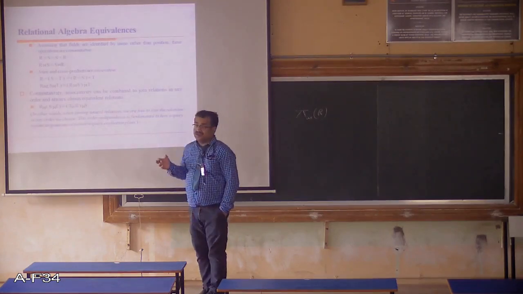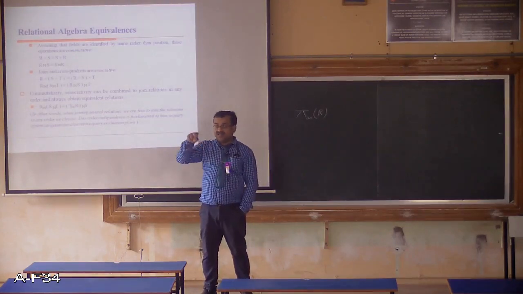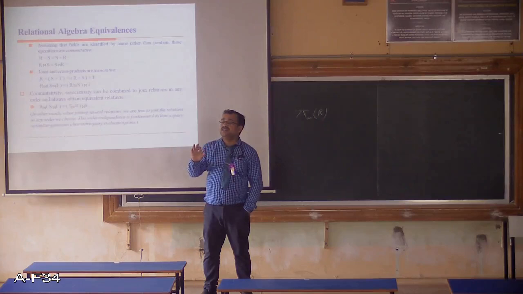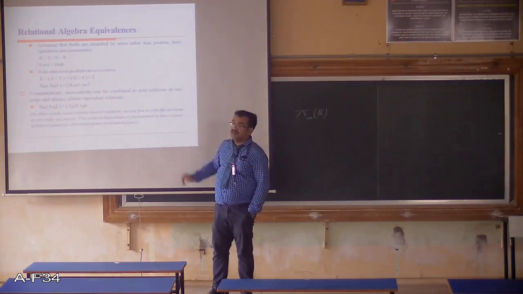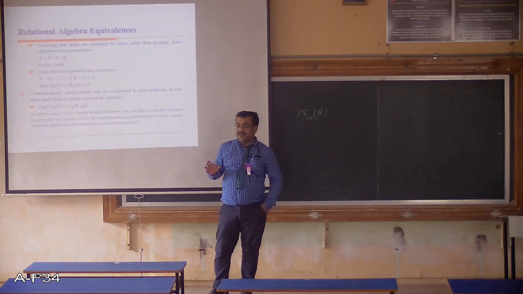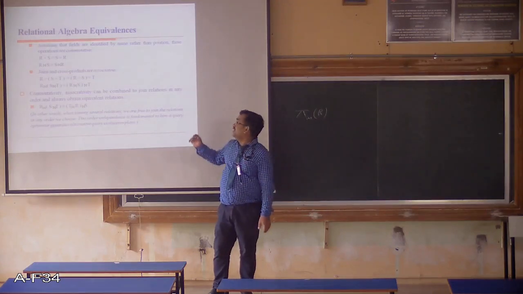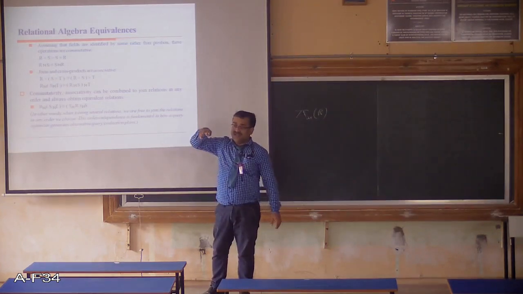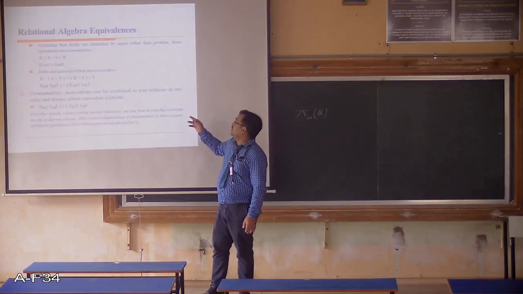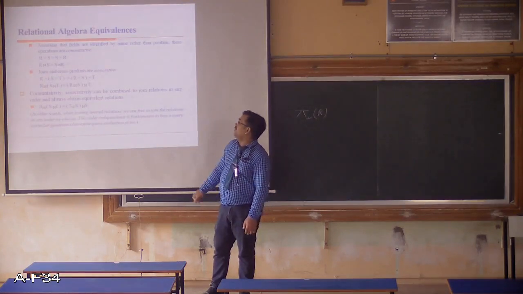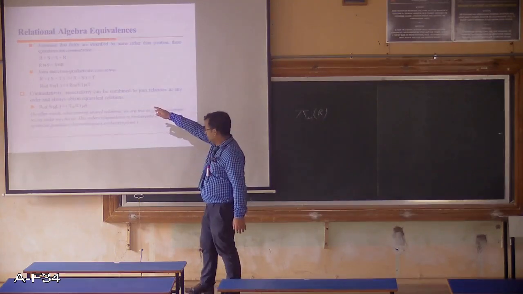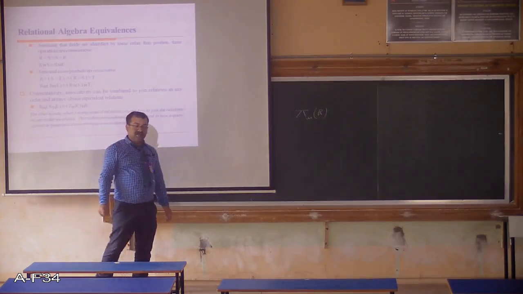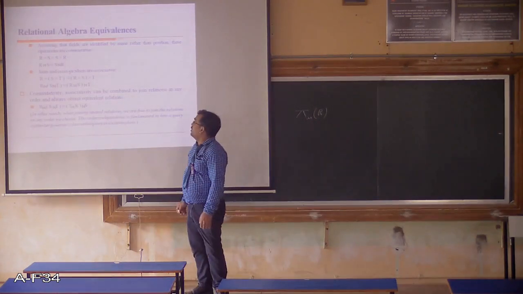If you have the cross product of two relations R and S, R cross S in the from clause is equivalent to S cross R. Equivalence here doesn't mean actual equality; it means that it will retrieve the same set of tuples. Similarly, when join is specified by this particular symbol, R join S is equivalent to S join R. So they are commutative.